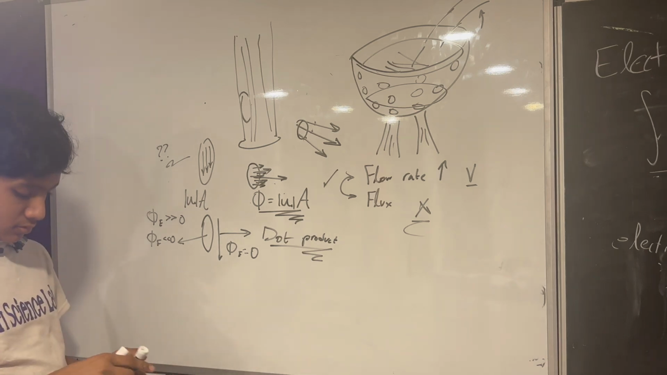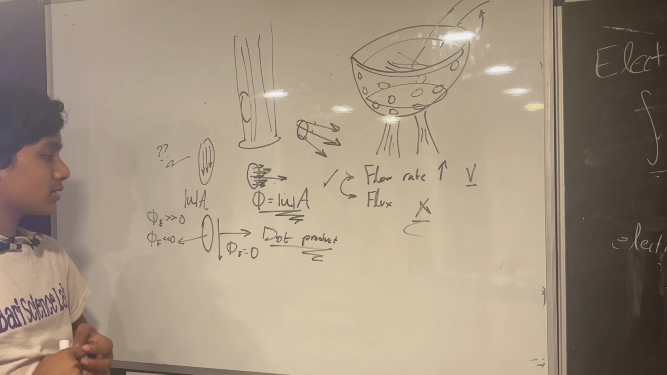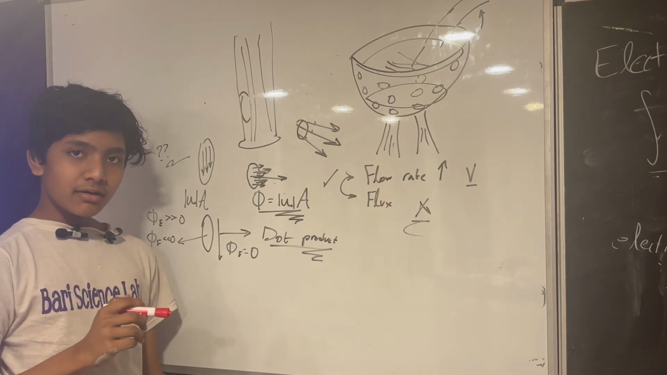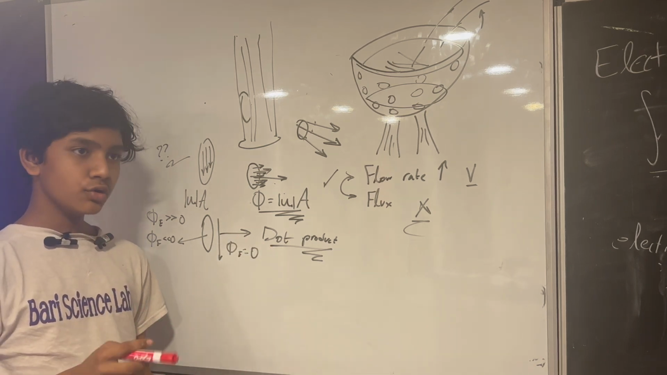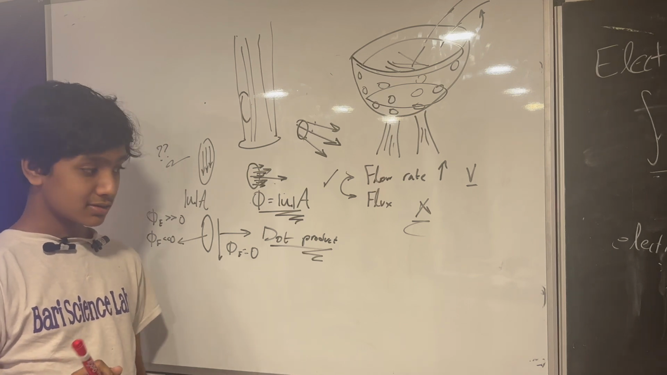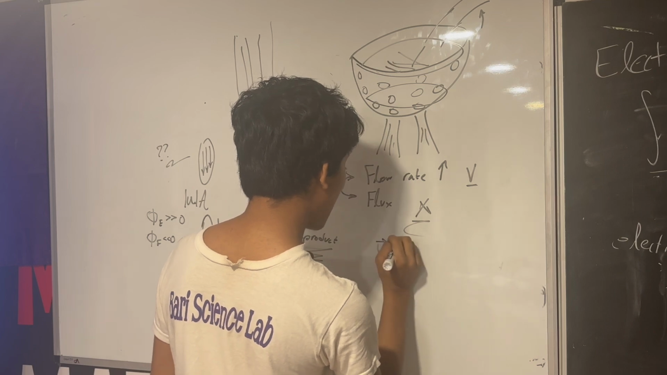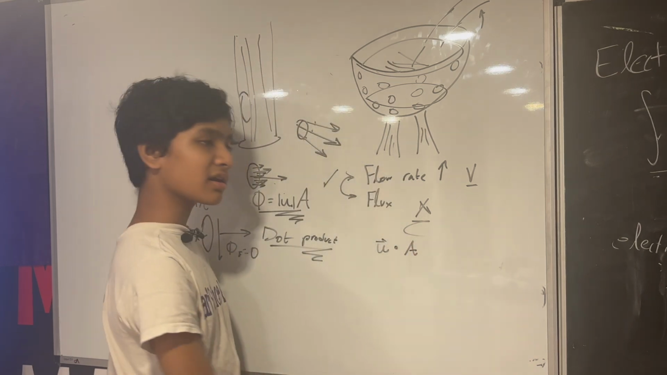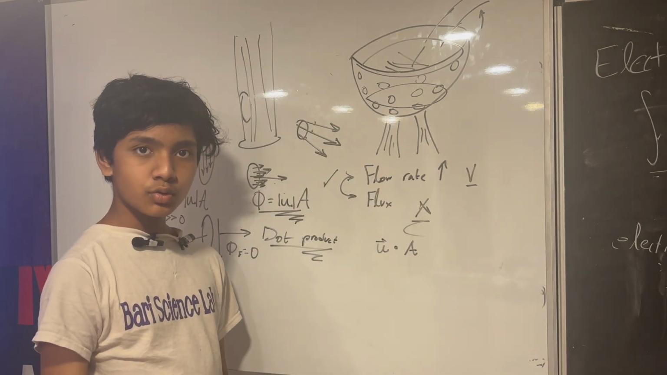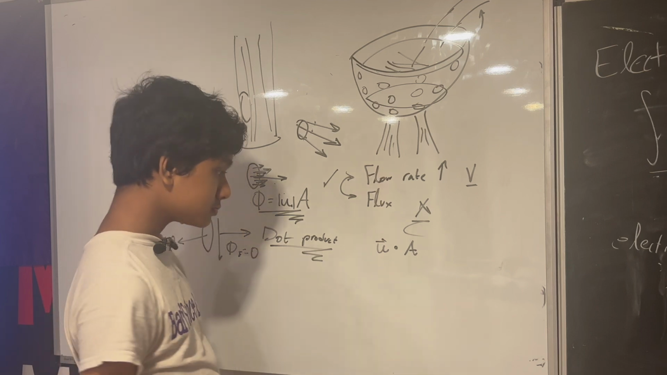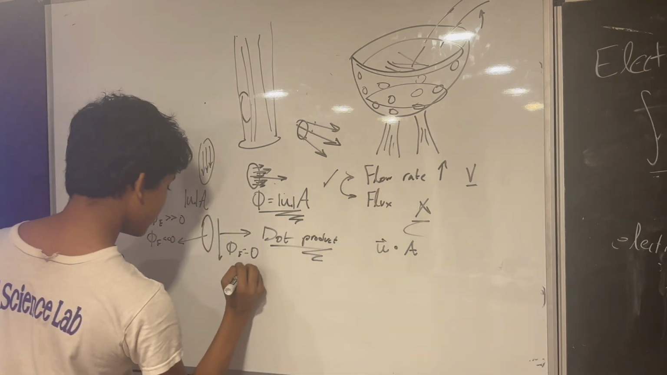Now the dot product seems pretty cool, but just one issue. We can't just go u dot a. The area is not a vector, it's a scalar. So what do we do? Well, here's what we can do.